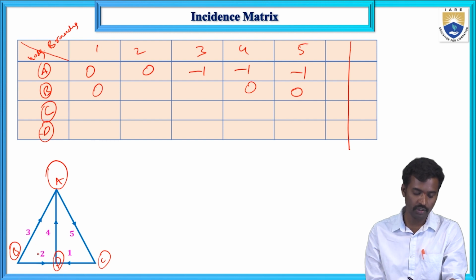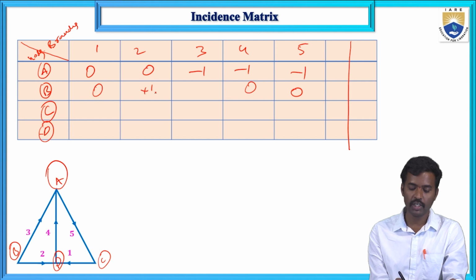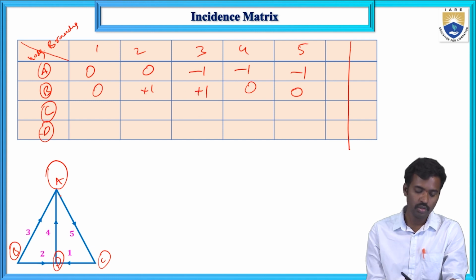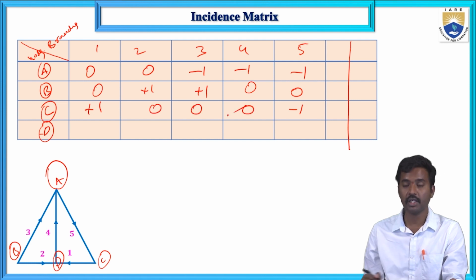2 and 3: 2 is leaving the node and 3 is leaving the node, +1 and +1. And for node C, entering the node is -1 and leaving the node is +1. So 5 is -1 and 1 is leaving the node, meaning +1, remaining all elements are 0.